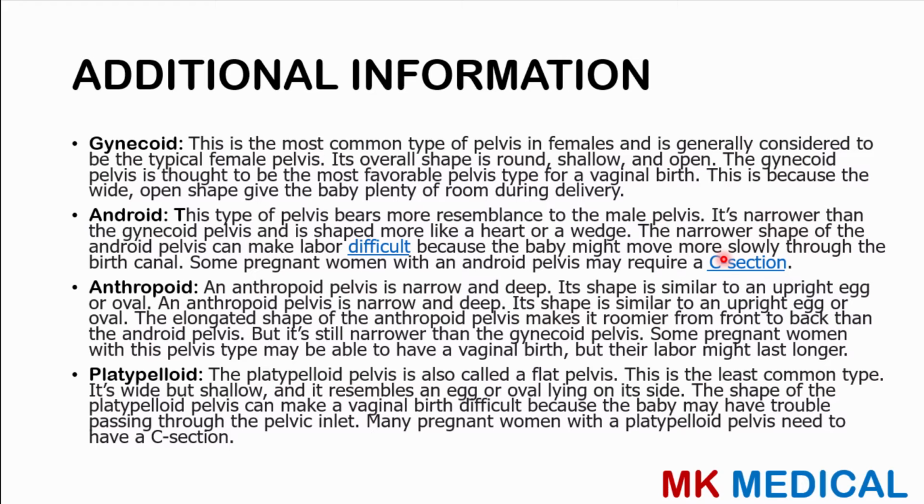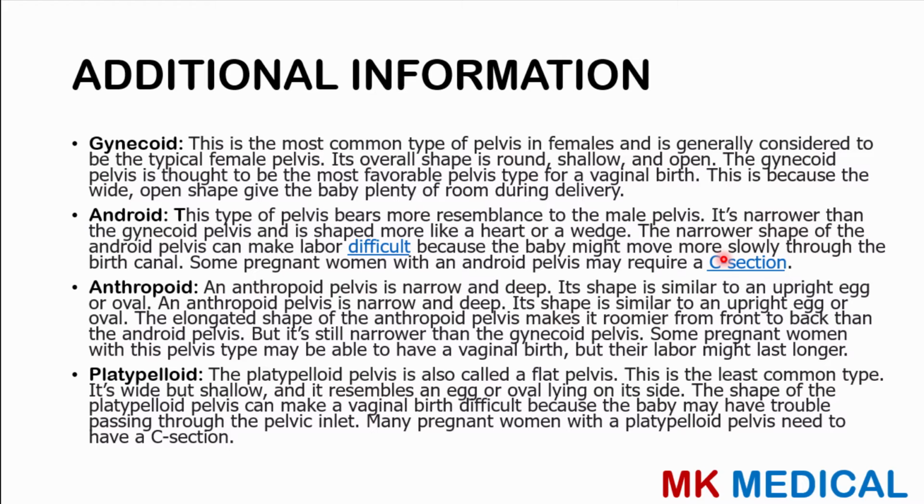So because this type of pelvis is narrow and deep, it has this elongated shape that makes it a bit roomy from the front to the back, more roomy than the android pelvis, but it is still narrow as compared to the gynecoid pelvis, which you could say is the ideal type of pelvis for pregnant women. So some pregnant women that have this type of pelvis can still give birth vaginally, but their labor usually tends to last longer.